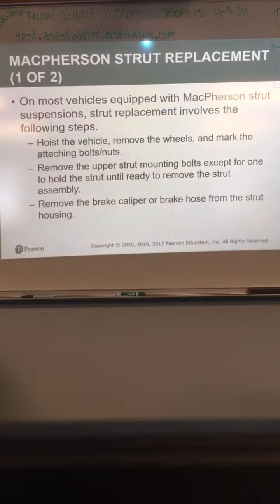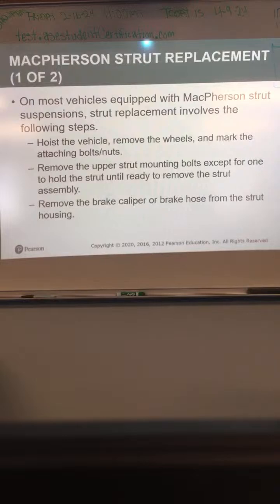Hoist the vehicle, remove the wheels, mark the attaching bolts. Remove the upper strut bolts except for one. Why is that? There's going to be 3 of them, usually in a pattern like this. Okay? Take 2 of them out, loosen the other one, leave it in. I'll tell you why in a minute.